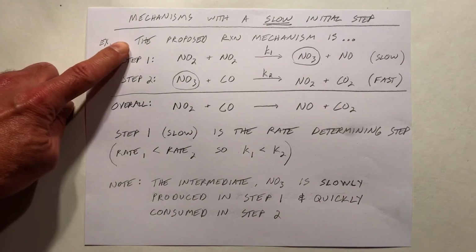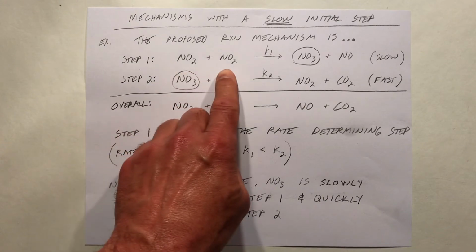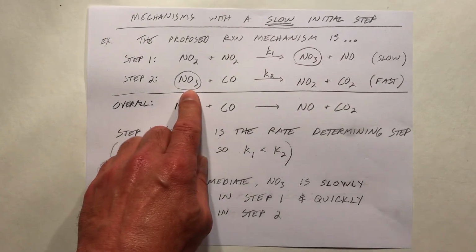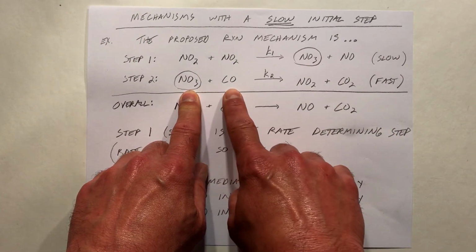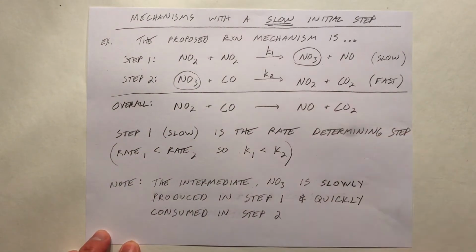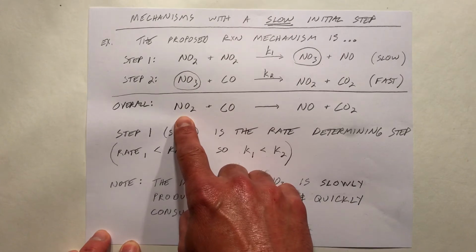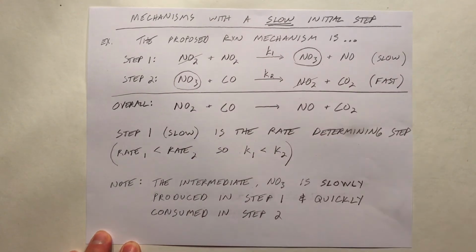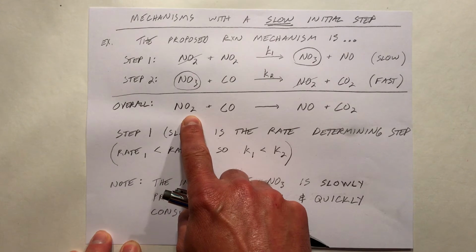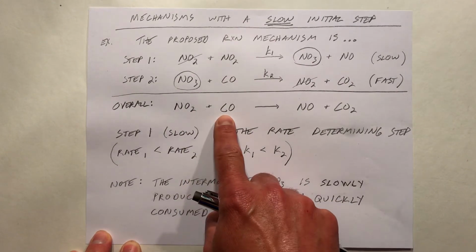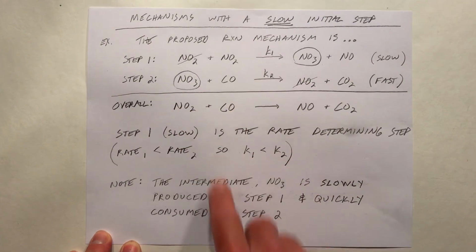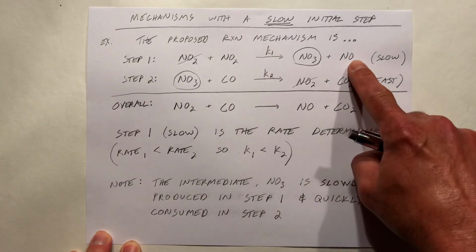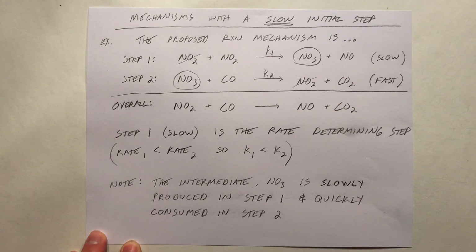Here's an example. The proposed reaction mechanism is that NO2 plus NO2 forms NO3 plus NO. And then NO3, being an intermediate, combines with CO and reacts away and forms NO2 and CO2. So we have an NO, and one of these NO2s cancels out. So an NO2 and a CO carry into the overall reaction as reactants. The intermediate would react away. And then we have NO and CO2 as our final products.